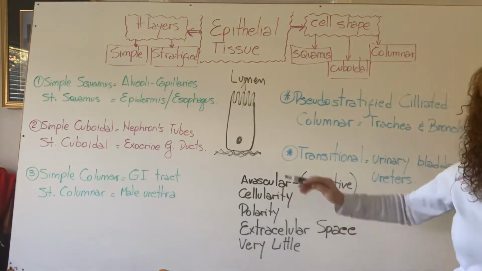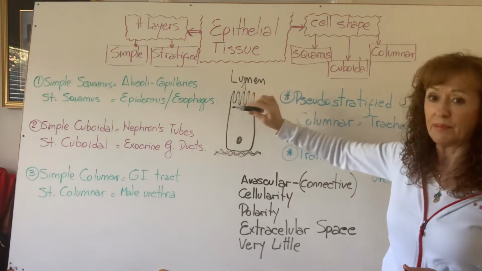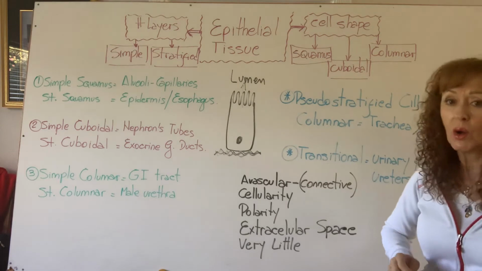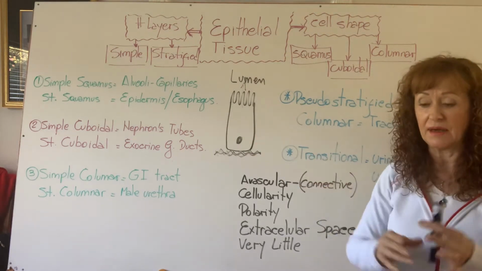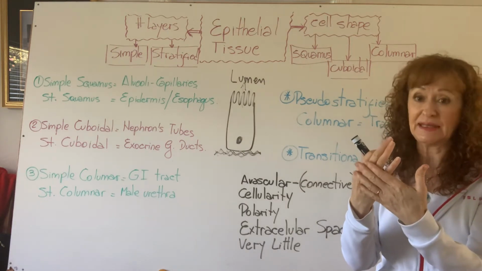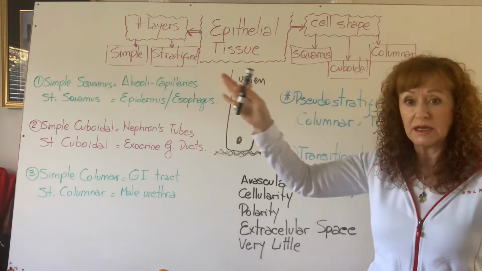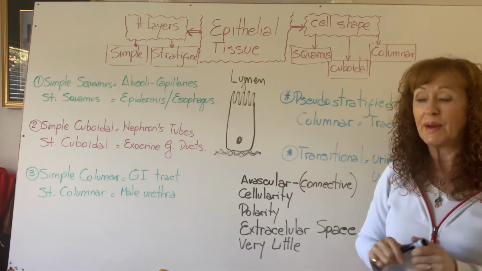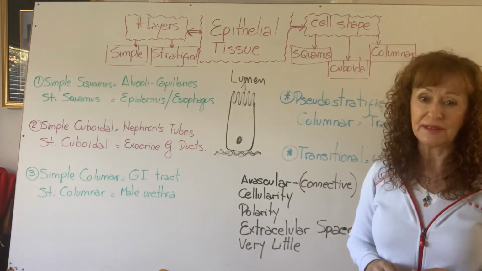It's very important for you to realize that the apical surface of the epithelial cells is always facing the lumen or the external environment. In the case of the epidermis, that lumen doesn't exist because the epithelial cells on the surface are exposed to the external environment. But except for this type, all the other ones are facing the lumen.